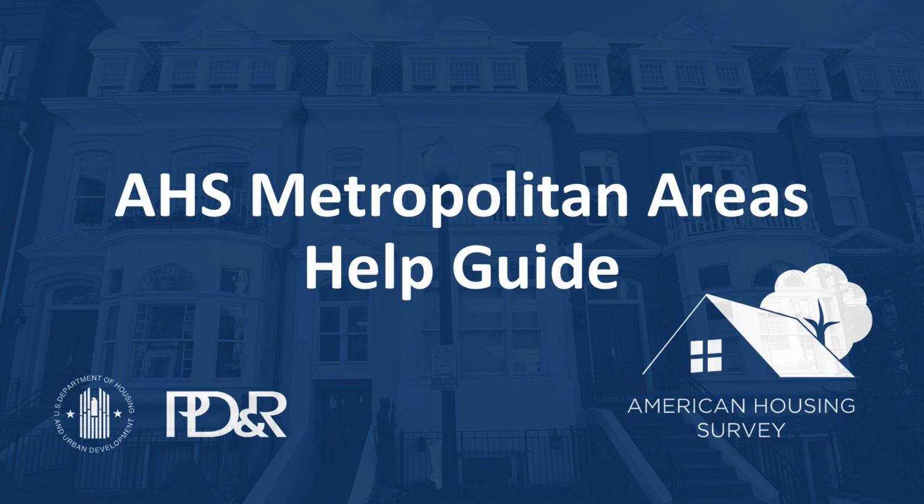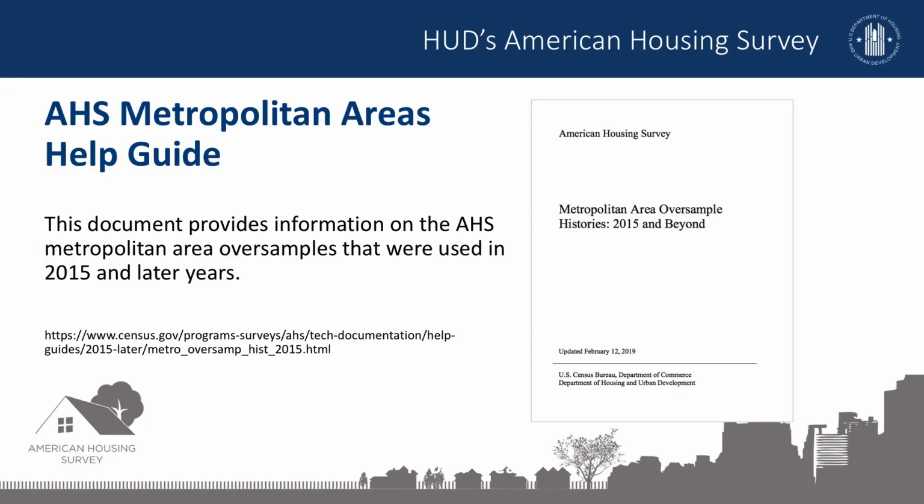Users will also find the AHS Metropolitan Areas Help Guide to be a useful tool when working with PUF microdata. This document provides information on the AHS metropolitan area oversamples that were used in 2015 and later years. It includes an overview of the metropolitan areas that were surveyed and details about the 15 largest metropolitan areas oversample and the next 20 group of metropolitan area longitudinal oversamples.